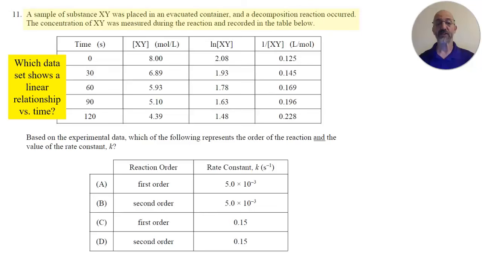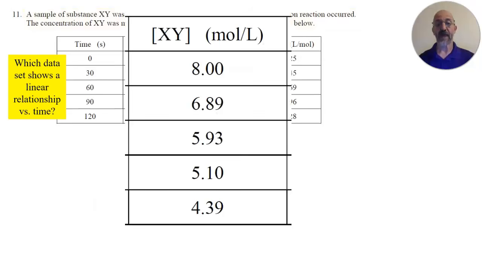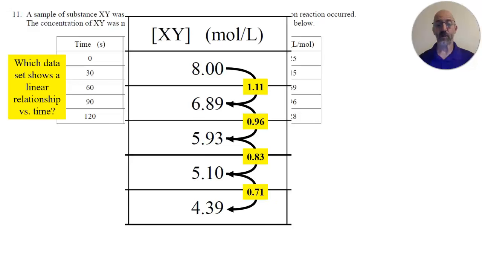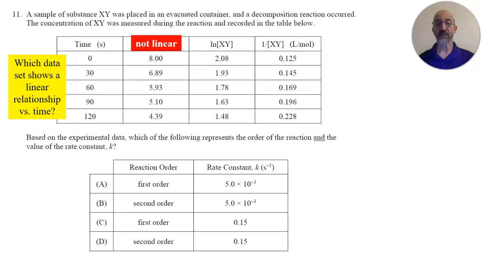I'm going to start with concentration versus time. And I'm going to take the difference. So 8 minus 6.89, 1.11. 6.89 minus 5.93, 0.96. 5.93 minus 5.10, 0.83. 5.10 minus 4.39, 0.71. So that is not looking like a regular interval. That is not linear. Let's move on to the natural log of concentration versus time, and we'll see if that's linear.